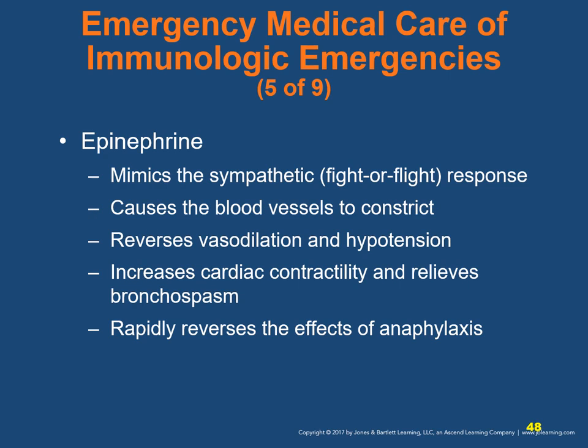Epinephrine is a sympathomimetic hormone. It mimics the sympathetic fight or flight response. It has various properties that cause the blood vessels to constrict, which reverses vasodilation and hypotension. Other properties of epinephrine include increased cardiac contractility and relief of bronchospasm in the lungs. It can rapidly reverse the effects of anaphylaxis.